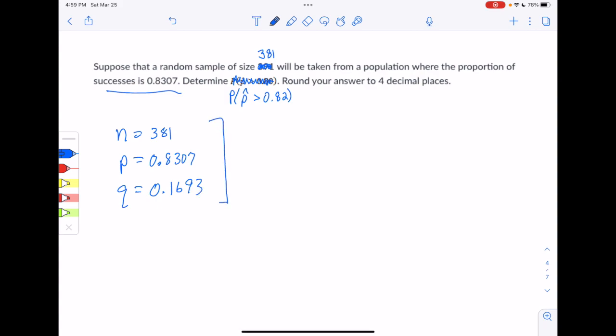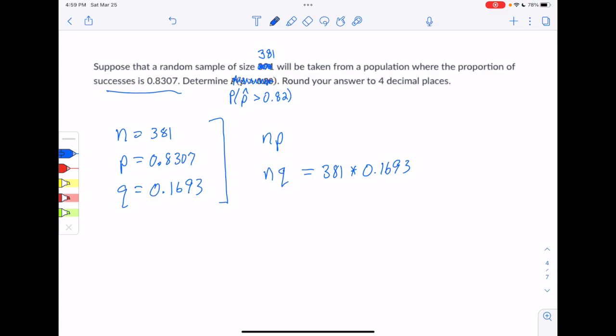In order for p hat to be normally distributed, we need np and nq to both be bigger than or equal to 10. So the key is n times the smaller one. In this case, n times q is 381 times 0.1693. If that's greater than or equal to 10, then np will be as well. They didn't actually ask us to verify this, so I'm just doing the quick version.